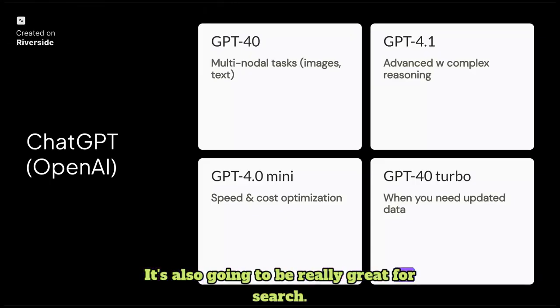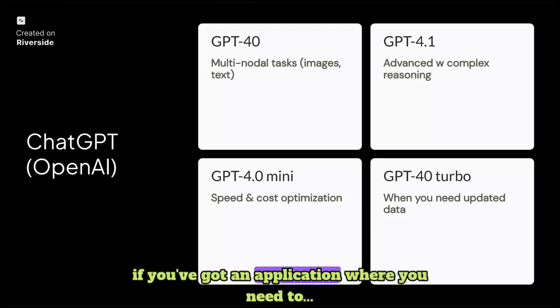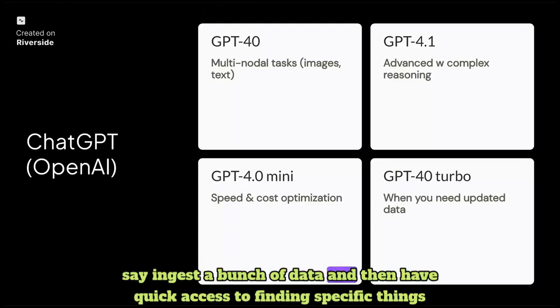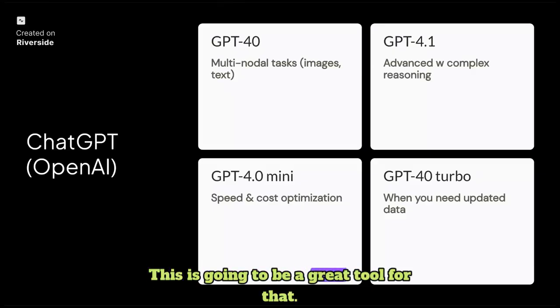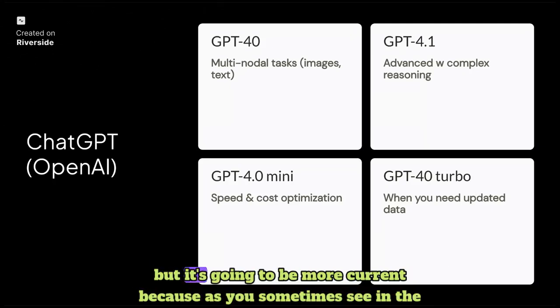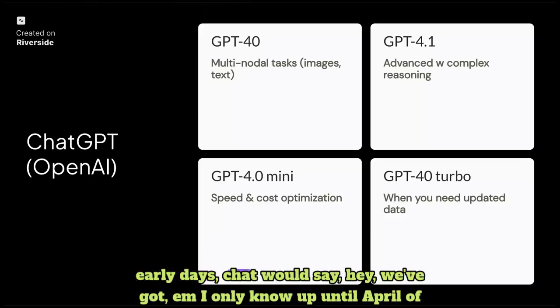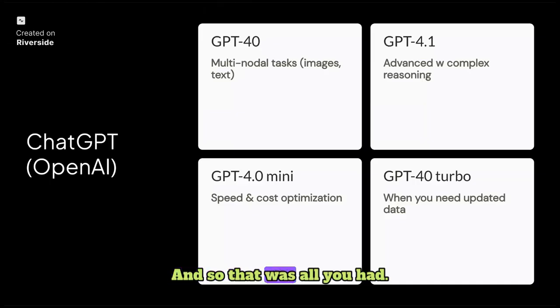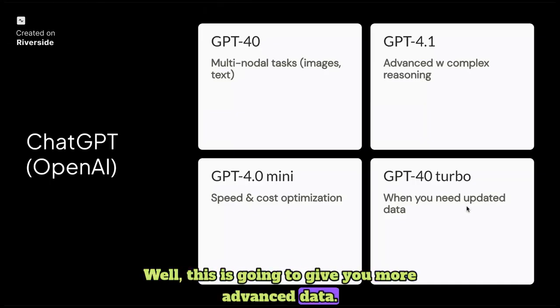It's also going to be really great for search. So if you've got an application where you need to ingest a bunch of data and then have quick access to finding specific things within that data, this is going to be a great tool for that. And then when you need updated data, it's going to be more current, because in the early days, Chat would say, I only know up until April of 2021, and that was all you had. Well, this is going to give you more advanced data.